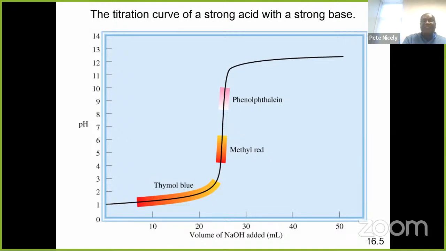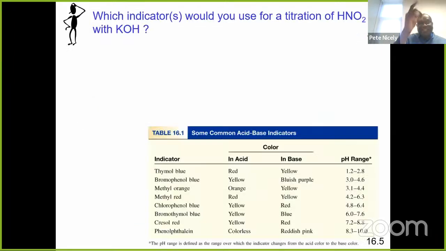Okay, let's see what's next. So here's a question, which is based on what we just discussed. It says, which indicator or indicators would you use for the titration of nitrous acid with potassium hydroxide?